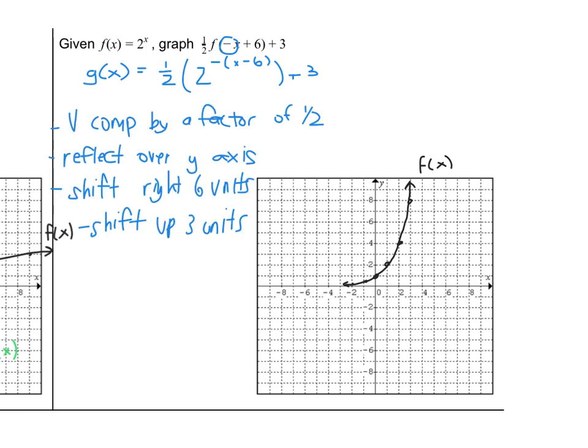Okay, so vertical compression by a factor of a half, reflect over your y-axis, shift to the right 6 units, and then shift up 3 units. So the first thing we want to do is the vertical compression by a factor of a half. So you're going to take all of these coordinates and squish them in closer to the x-axis by multiplying the y-coordinates by a half. So go ahead and pause the video and try it out.